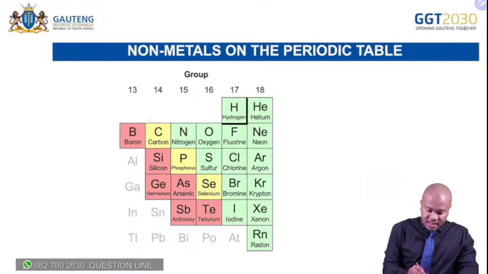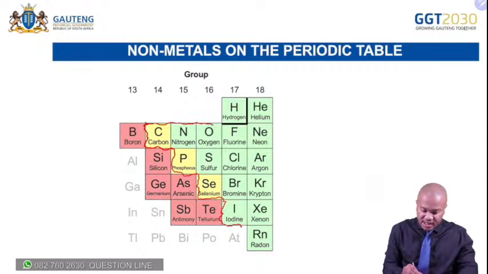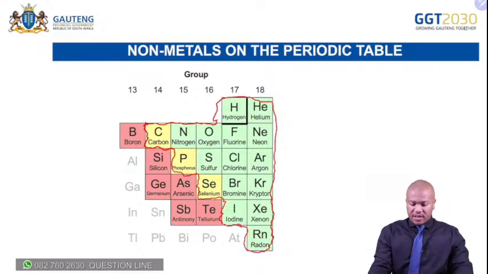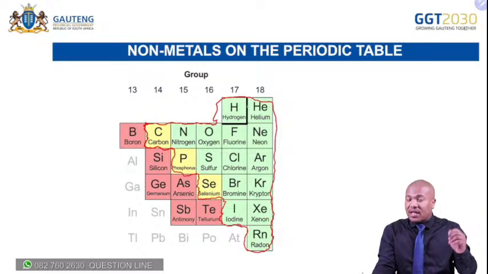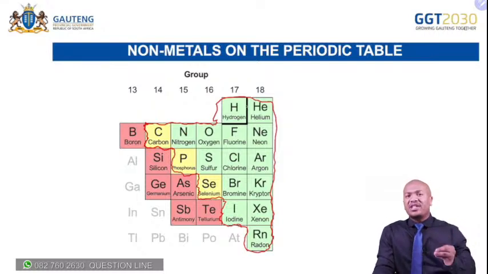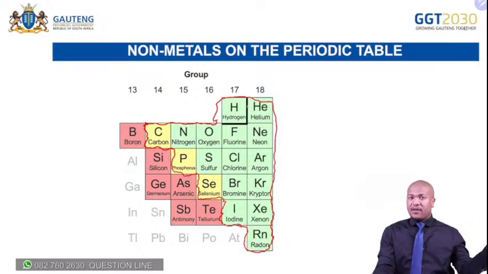So all the elements here, starting from here, along this zigzag line, all these ones on the right-hand side of this zigzag line are your non-metals. For instance, your hydrogen, which I left out on that periodic table. Why am I saying so? This is because hydrogen is a gas. So therefore, it is a non-metal. Yes, it is placed on the left-hand side, right?